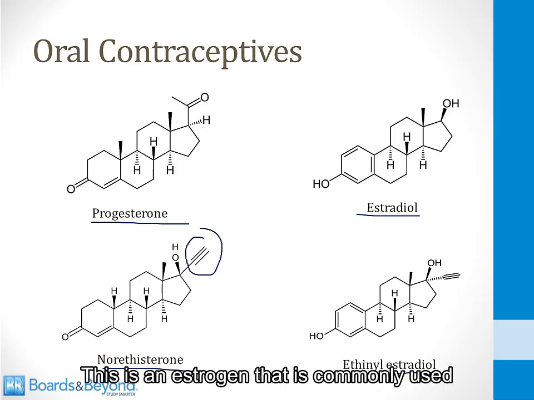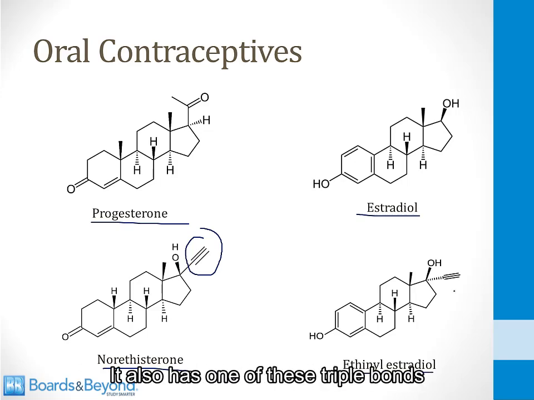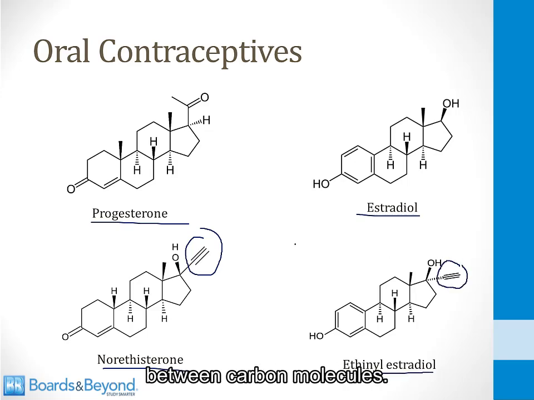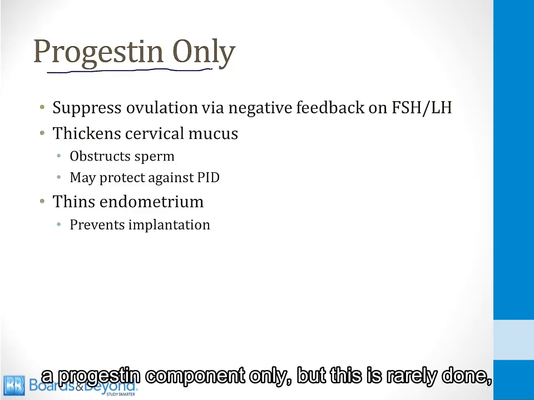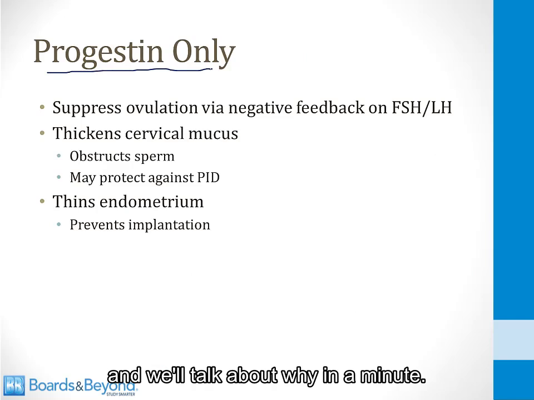This is an estrogen that is commonly used in oral contraceptive pills. It also has one of these triple bonds between carbon molecules. So you can take a birth control pill that has a progestin component only, but this is rarely done, and we'll talk about why in a minute.